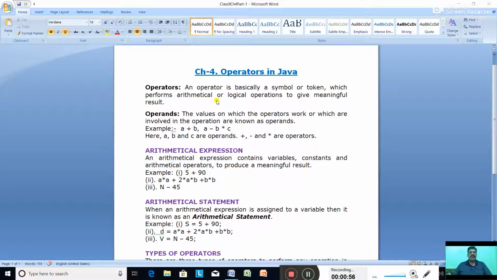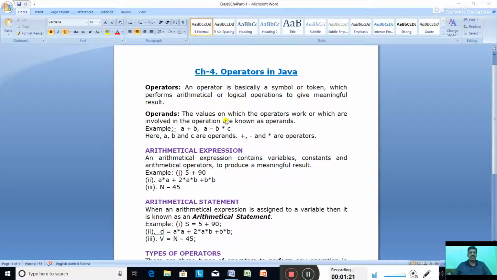Okay. So, what is an operator? An operator is a symbol or token which performs arithmetical, means all the calculation like addition, subtraction, multiplication, division and finding the remainder, or logical operators like and, or, not to give meaningful results. Like plus is an operator, minus is an operator. Okay. Now the next term comes: operands.